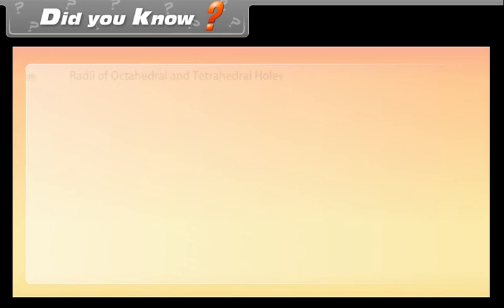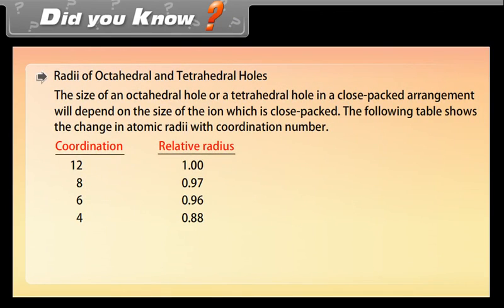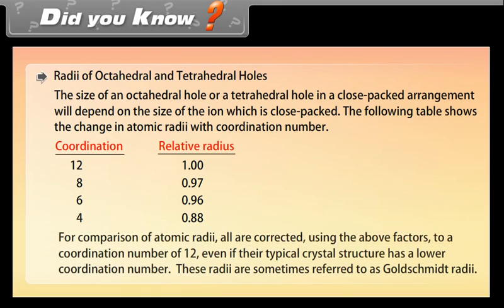Did you know the radii of octahedral and tetrahedral holes? The size of an octahedral hole or a tetrahedral hole in a close-packed arrangement will depend on the size of the ion which is close-packed. The following table shows the change in atomic radii with coordination number. For comparison of atomic radii, all are corrected using the above factors to a coordination number of 12, even if their typical crystal structure has a lower coordination number. These radii are sometimes referred to as gold.